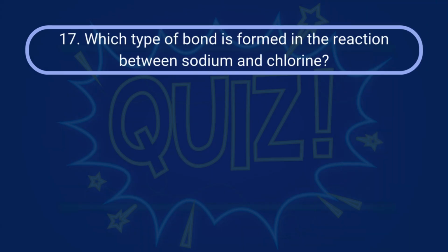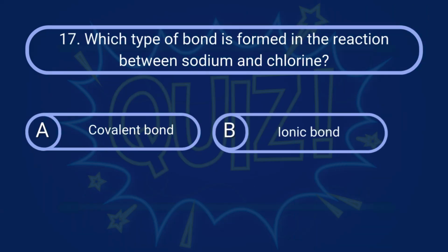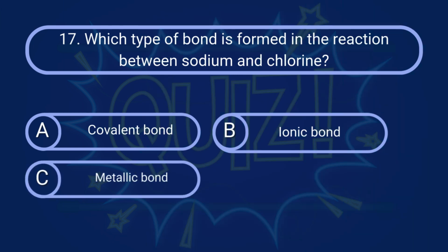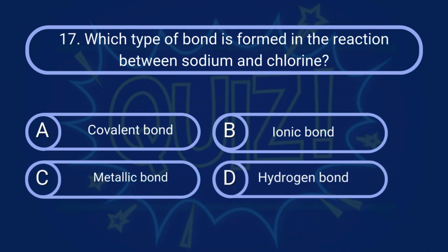Which type of bond is formed between sodium and chlorine? Covalent bond, ionic bond, metallic bond, hydrogen bond. Try your luck. The correct option will be ionic bond.